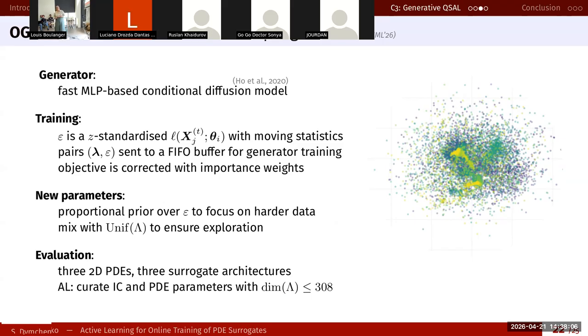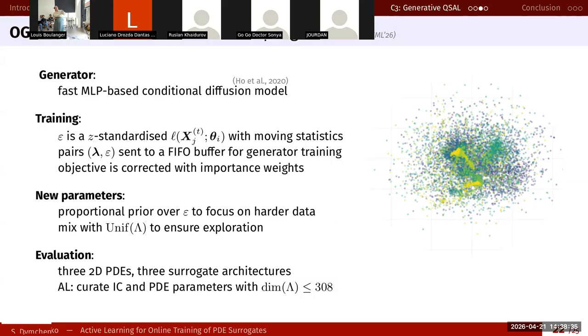To create the new parameters, we choose the prior over epsilon to be proportional to the epsilon value itself, meaning that the higher the error level, the more points we will have associated with this error level. And then similar to the previous method BREED, we mix it with the uniform distribution to ensure exploration.